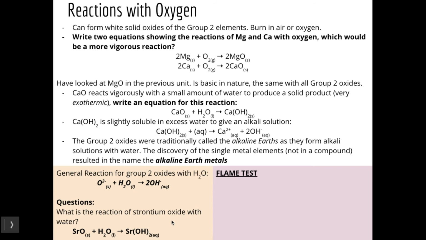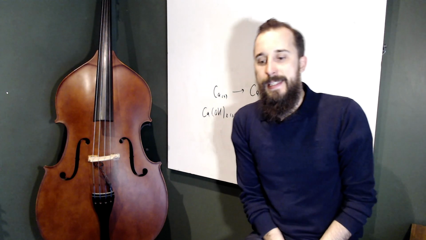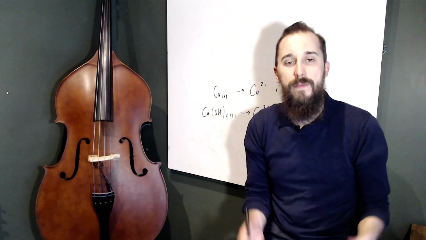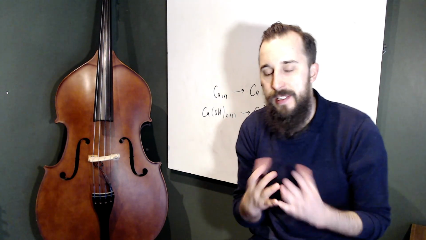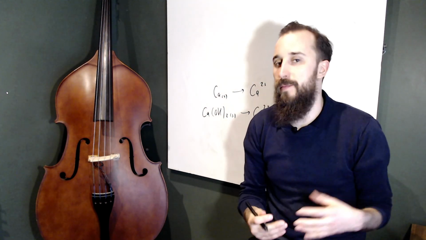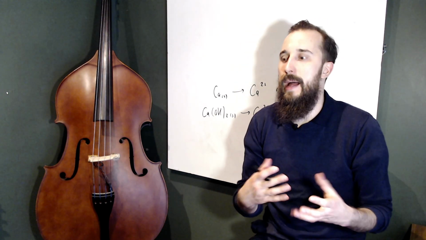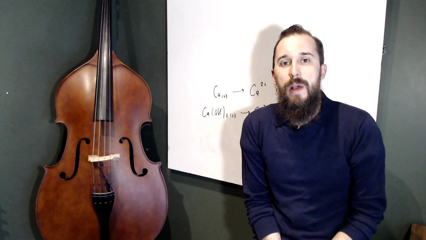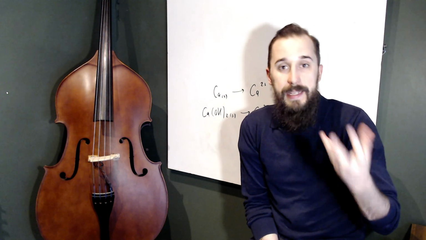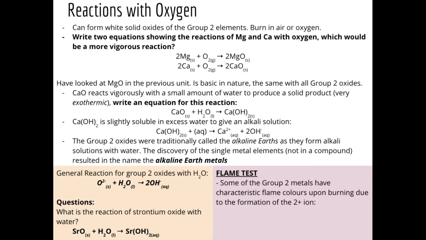Excellent. Final thing to look at for today's lesson is the idea of a flame test. You can do a qualitative analysis in chemistry, where you are getting information about the substances you're experimenting with, as opposed to a quantitative analysis, which has to do with measurements of a mass or a volume or some sort of numerical data. Qualitative analysis is where you can do tests to get the identity of an unknown, and you can do a flame test with the group 2 metals because they have quite characteristic flame colors that are due to the formation of the 2+ ion and all to do with the electrons within those ions.